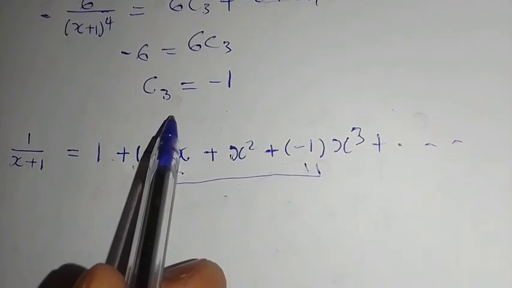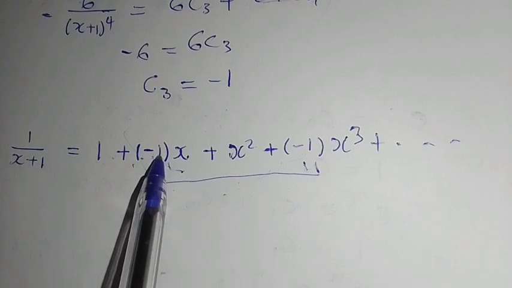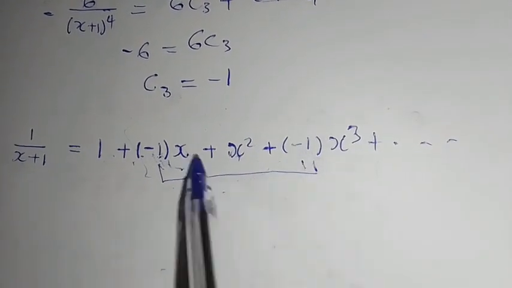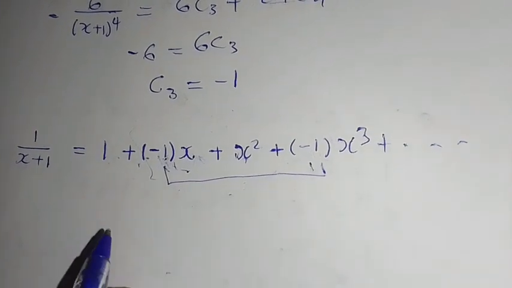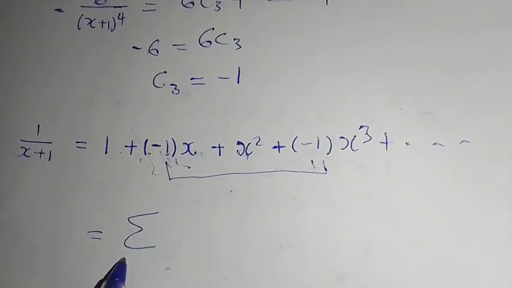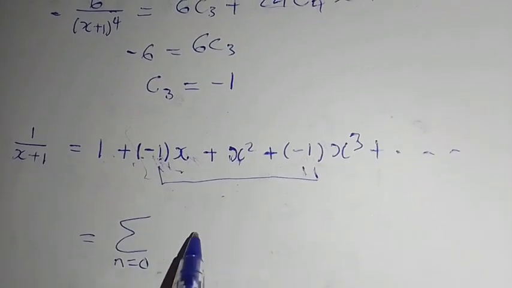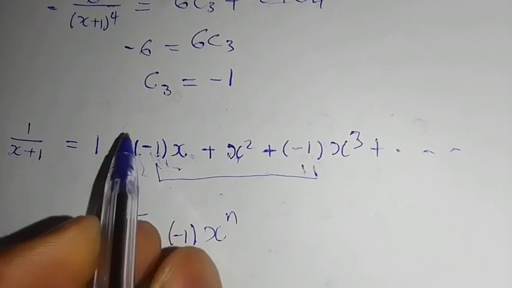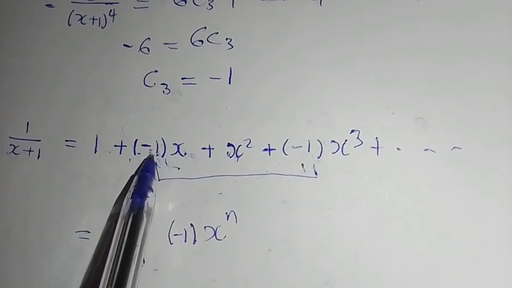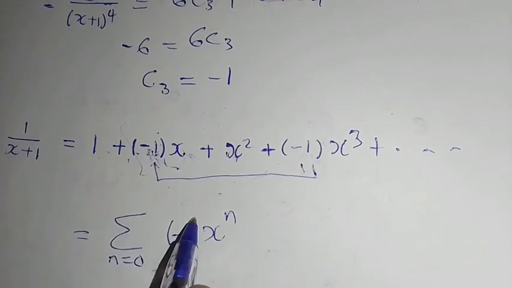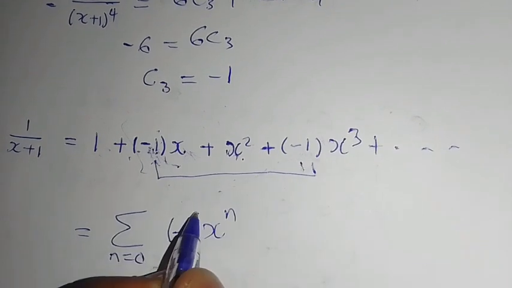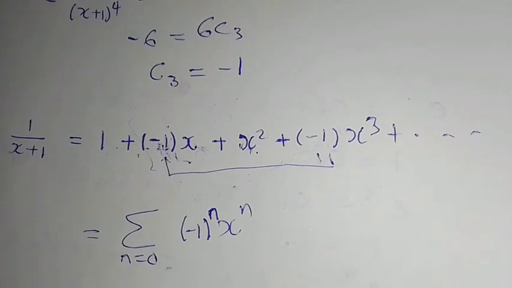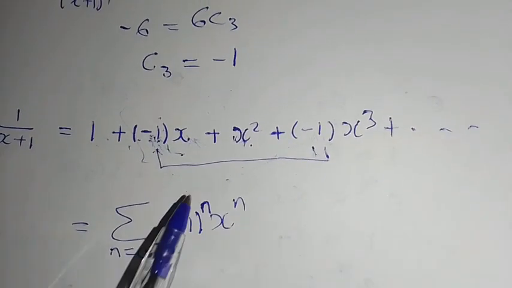If we start counting from here, 1 is odd, right? Here it's even, here it's odd. So for every odd n, we expect a negative 1. That means that we can basically say this is the summation from n equals 0 of x to the n. For every odd n, we get a negative. If n is 1, we get minus 1. If n is 2, we get positive 1. And we know that every number squared is positive, at least if we're dealing with the real numbers.